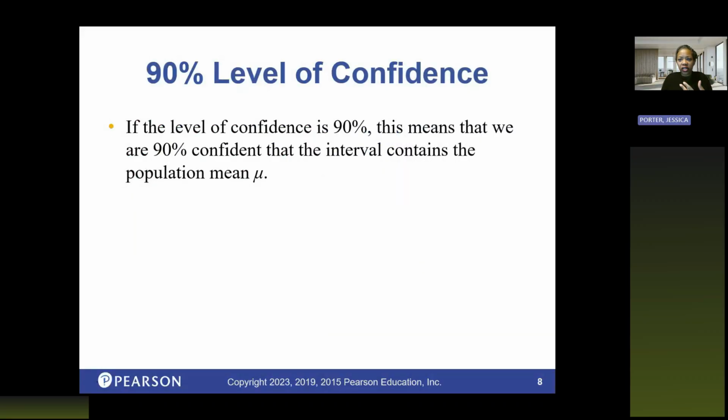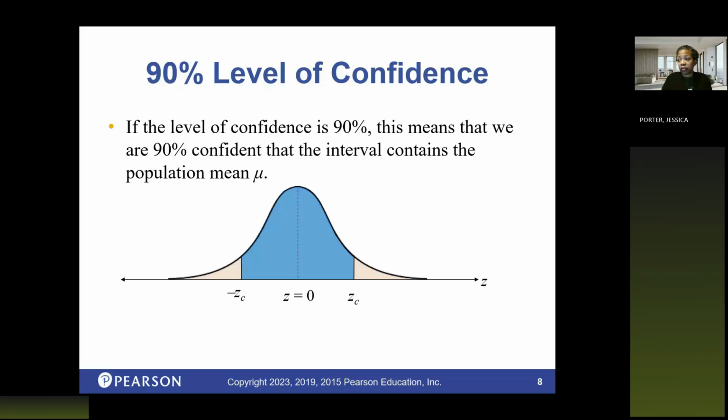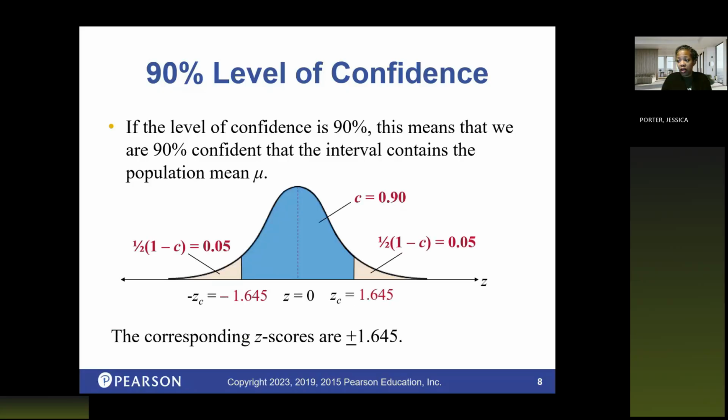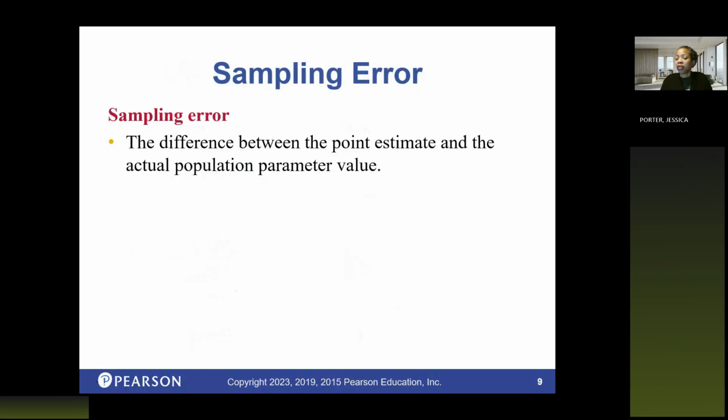If the level of confidence is 90%, this means that we are 90% confident that the interval contains the population mean. So what's probable is everything in blue, and this kind of peachy looking color, that's the improbable. And the corresponding Z-scores are plus or minus 1.645 in this case. And we're going to need this as we progress.